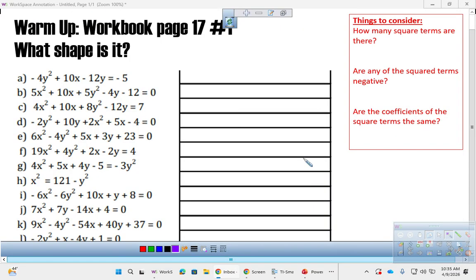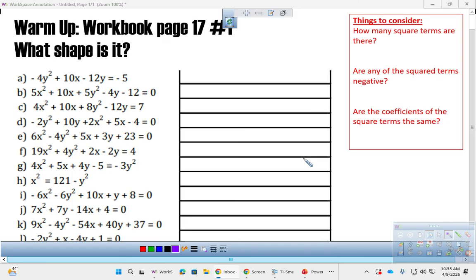So here's what you need to consider. How many squared terms are there? If there are 2 squared terms, it's definitely not a parabola. But if there's 1, it's got to be a parabola, okay? Are there any negative squared terms? The only shape that we included a negative squared term was a hyperbola, right? We had the subtraction. So then that means it's got to be a hyperbola.